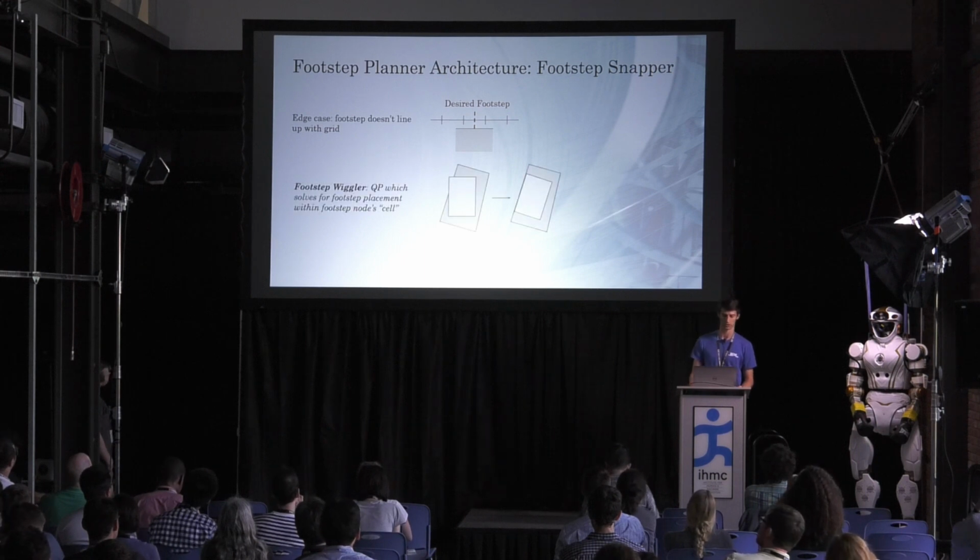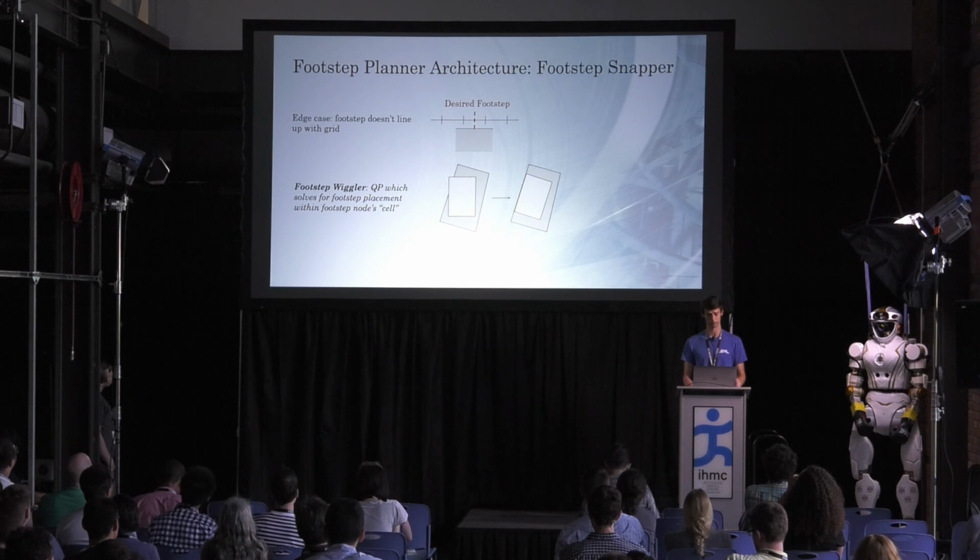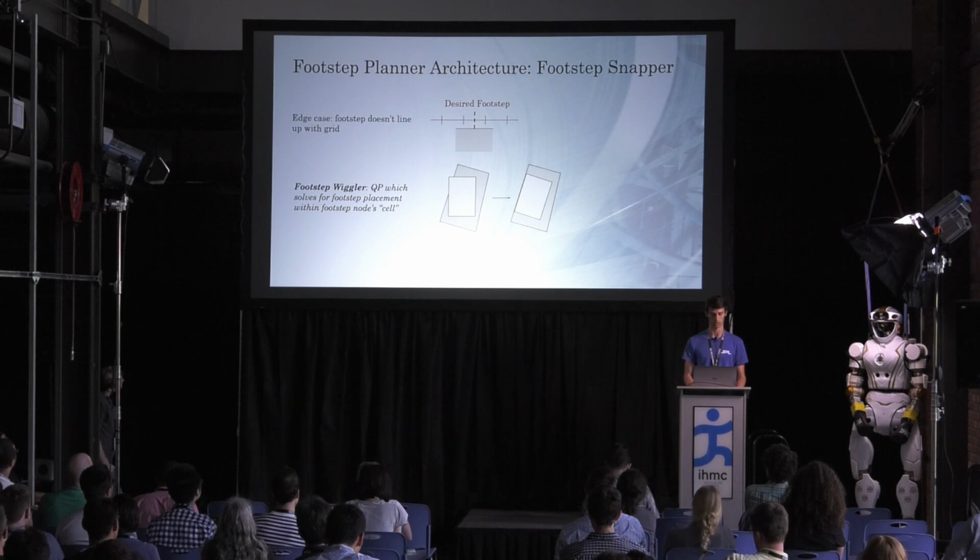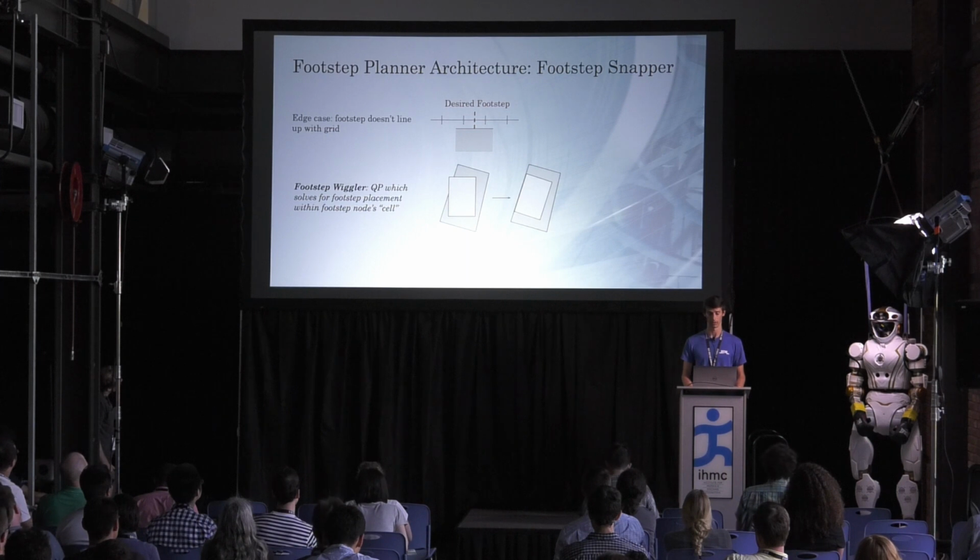The way we get around this is we have what we call a footstep wiggler. Given a footstep node and a potential foothold, we set up a QP to wiggle this footstep into the foothold within the node's cell. So given the discretization, it can move within the cell before it's in a neighboring cell.